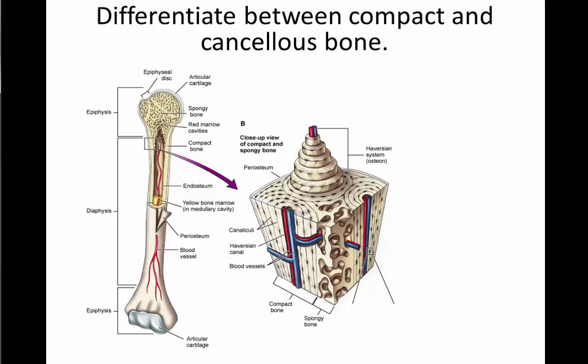The spongy bone, as we mentioned earlier, has the branches, which are called trabeculae, with the little cavities between them where the red bone marrow would be found. There's not much else to mention about the spongy bone. As you can see, the compact bone has a much more organized structure.